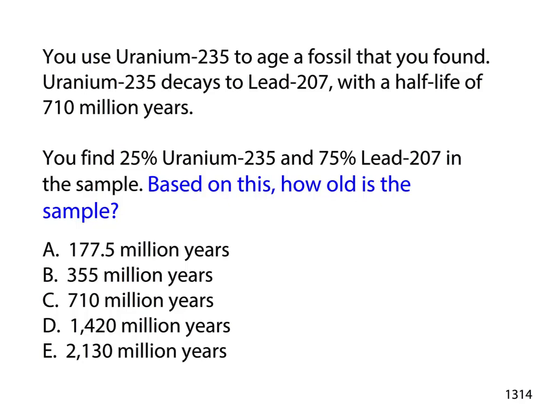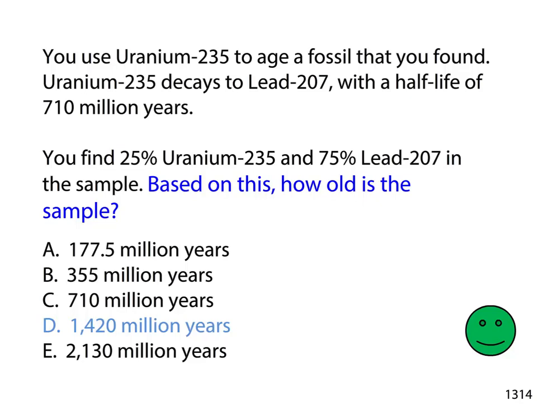Okay, so here we've got uranium-235 to lead-207, half-life of 710 million years. Okay, you find 25% uranium and 75% lead. Based on this, how old is the sample? Hopefully you've chosen D. Now the reason we know it's D, okay, is because we said previously, and they said above, the half-life is 710 million years. So at 710 million years, you'll have 50% uranium and 50% lead.